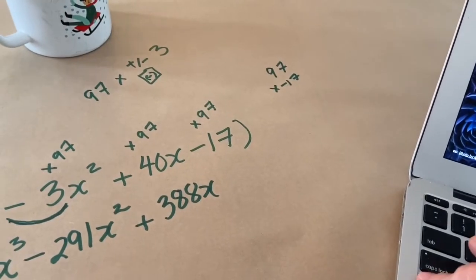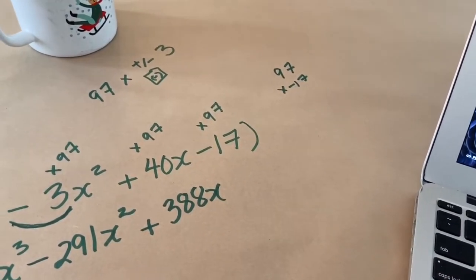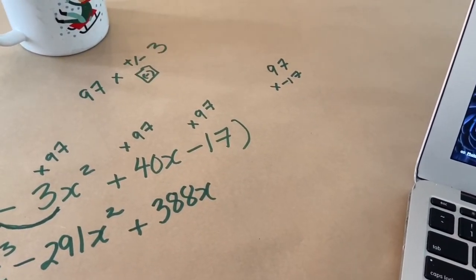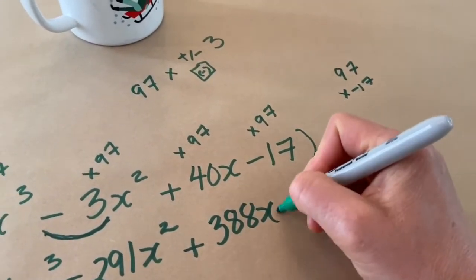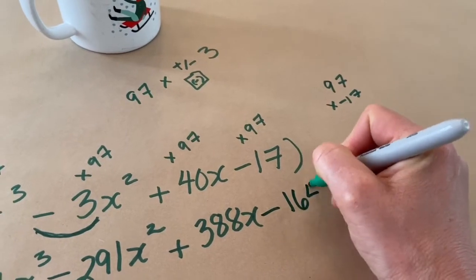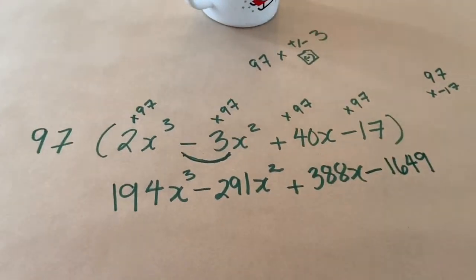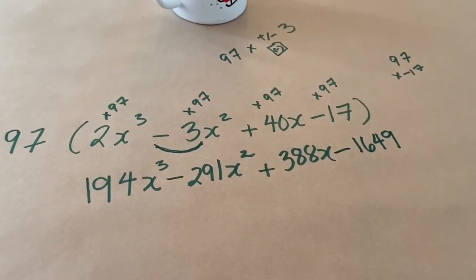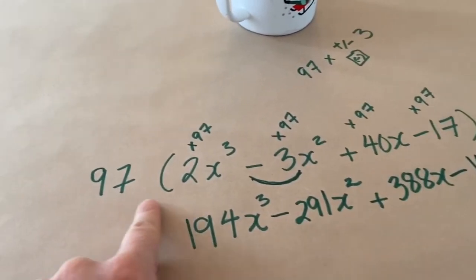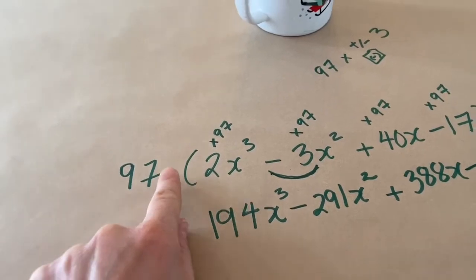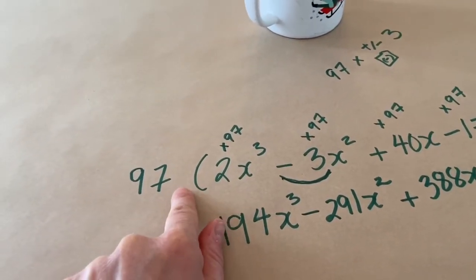97 times negative 17 equals negative 1,649. So that's multiplying polynomials. That's pretty straightforward. The only time it gets tricky is that sometimes in front of this bracket, there is an x. There is a variable out here.